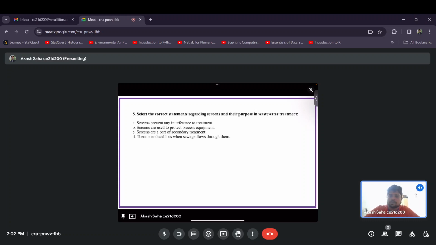Okay, the next problem. Select the correct statement regarding screens and the purpose in wastewater treatment. Out of these four statements, some are true. Screens prevent any interference to treatment. Screens are used to protect process equipment. Screens are a part of secondary treatment. There is no head loss when the sewage flows through them. You can go through the question once again and try to find out the answer.